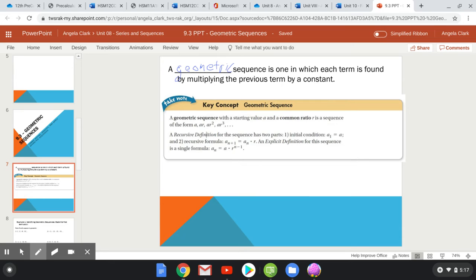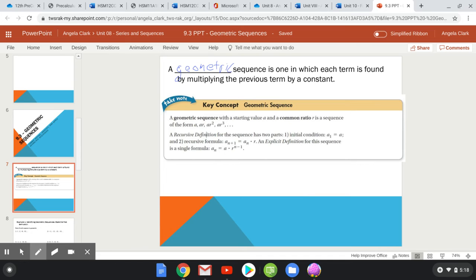So if 2 is my first term and my common ratio is 3, then to get the second term I multiply 2 times 3, so my second term is 6. Then I would multiply that by 2, so my third term would be 12. No, I was multiplying by 3. Sorry. 2 times 3 is 6, times 3 is 18. So I'm multiplying by 3 each time. I started at 2. Sorry about that.